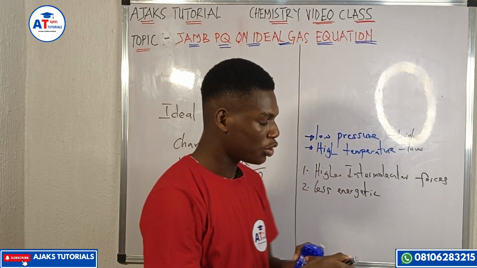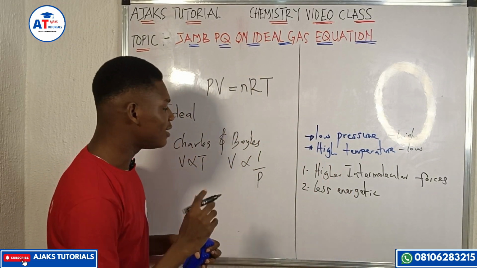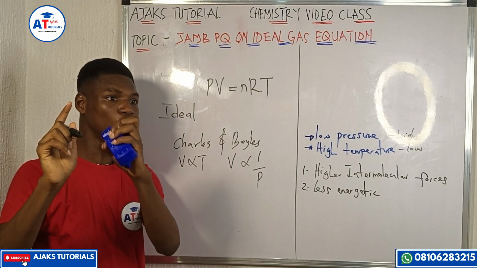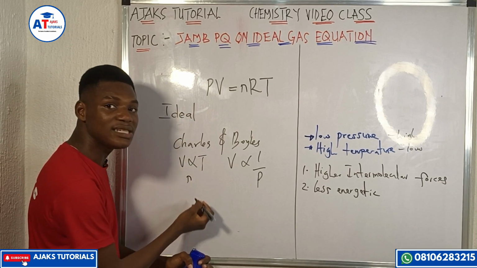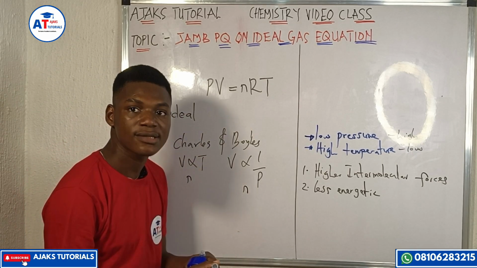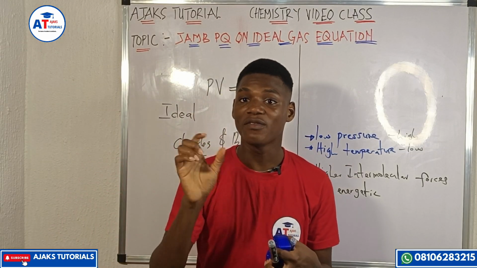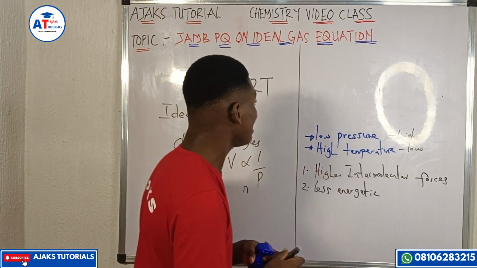Now take note of something I have not mentioned here. Charles' law tells you that pressure is constant, and also note, n is also constant here. That is Avogadro's equation. Take note.